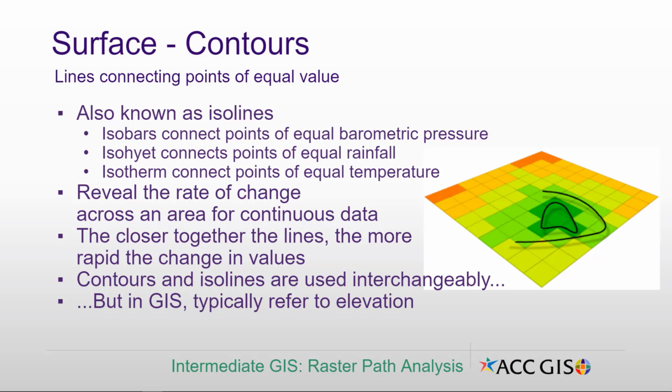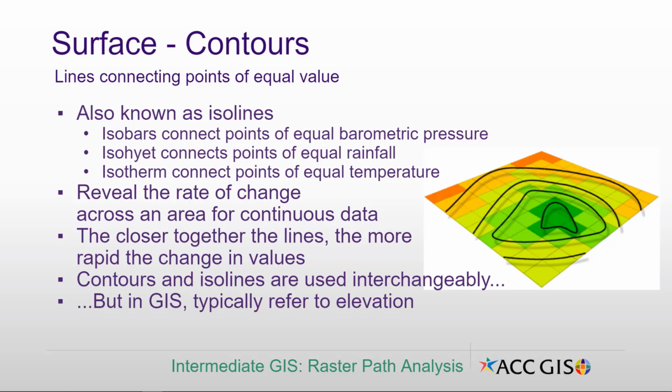We also use digital elevation models and the contours geoprocessing tools to connect points of equal values with lines. These are generally known as ISO lines, and more specifically as ISO bars that connect points of equal barometric pressure, isohyets that connect points of equal rainfall, isotherms connect points of equal temperature, for example. And these ISO lines or contours reveal the rate of change across an area for continuous data. The closer the lines are together, the more rapid the change in values.